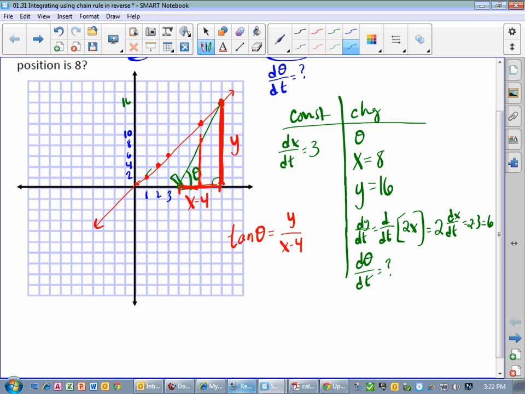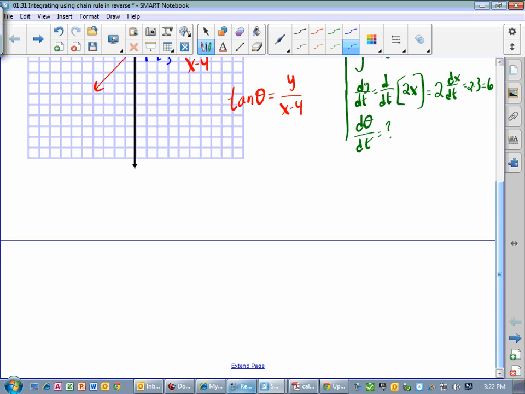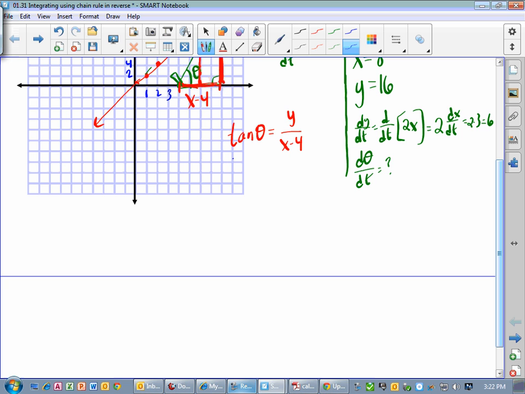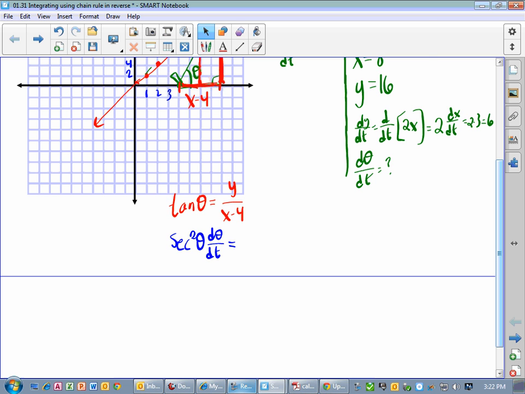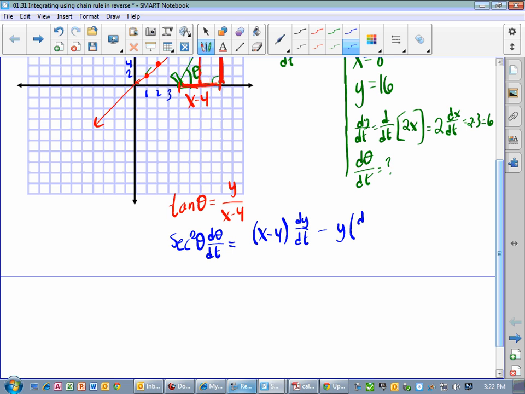Okay. So we find our derivative. So what's the derivative of tan theta? Secant squared theta d theta dt. And then to find the derivative of y over x minus 4, what rule do we have to use? We have to use the quotient rule. We move both these down. So let's see here. Low, so we have x minus 4 times the derivative of y, which would be dy dt, minus high, so y, times the derivative of low, x minus 4, which would be dx dt. Remember, we're finding the derivative with respect to time here, not with respect to x. And this is all over x minus 4 squared.